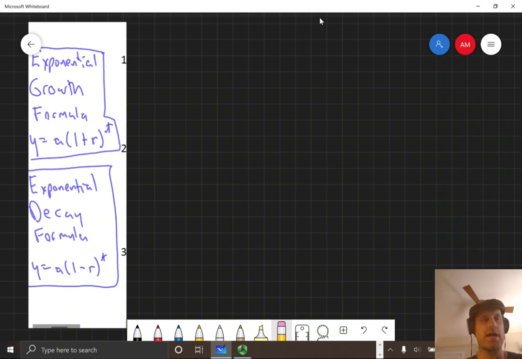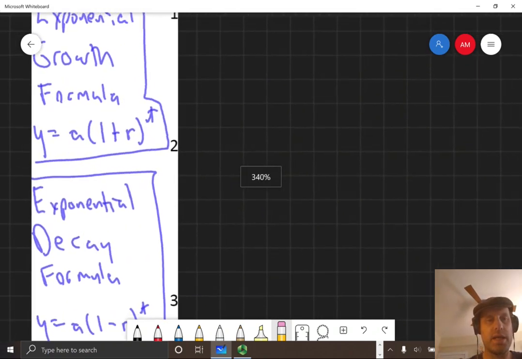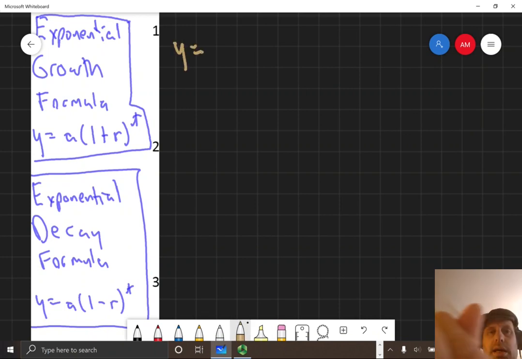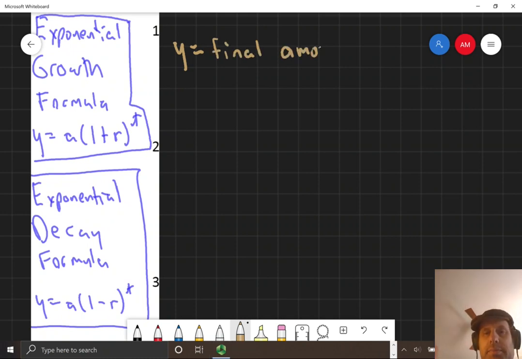exponential growth, okay? Our general formula, our model, is going to be y equals a times the quantity of 1 plus r to the t power. Now, you might be saying, well, what do all these variables even mean? Okay, so y is going to be your final amount, once all the time has elapsed.